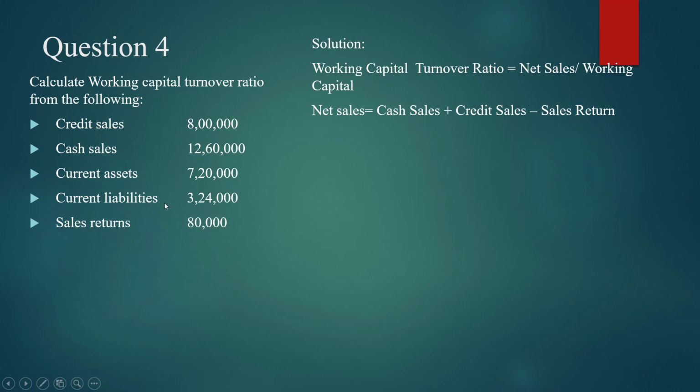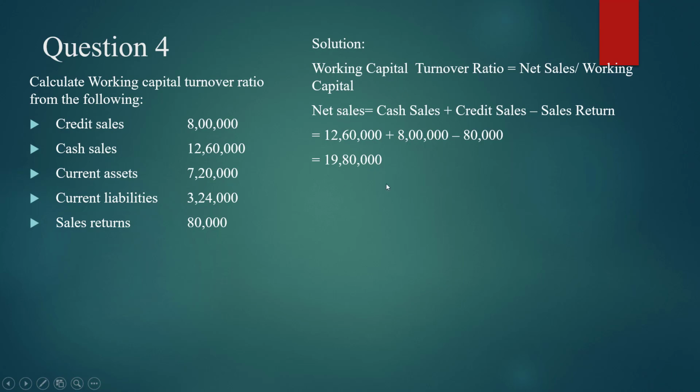In this question, we have sales return, right? So we'll put it in the formula, cash sales is given 12,60,000. Credit sales is given 8 lakh minus sales return is given 80,000. So after adding and deducting sales return, we get the value as 19,80,000. So this is the value of net sales.